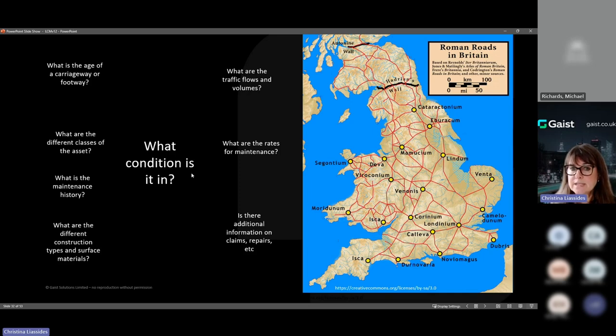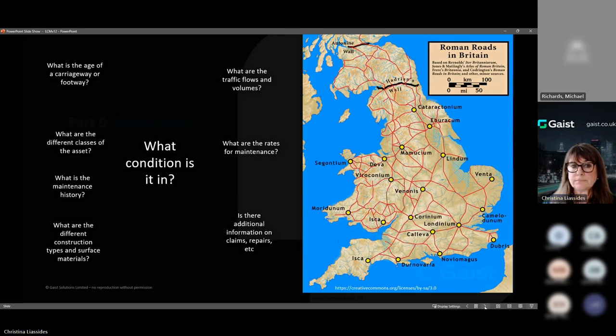The principal thing that we need to know to start life cycle modelling, particularly with roads, so with carriageways and footways, because we've got a lot of information, is what condition is it in? And we can take it from there. There are other questions that are also very useful. What are the rates for maintenance? Again, we can use standard maintenance rates, but if you've got your own rates, why wouldn't we incorporate those? That would make it much more accurate for your local authority. Obviously, the different classes of the asset, how you want to break them down. And if you've got anything else as well, this can all help make the model more relevant to your own local authority.